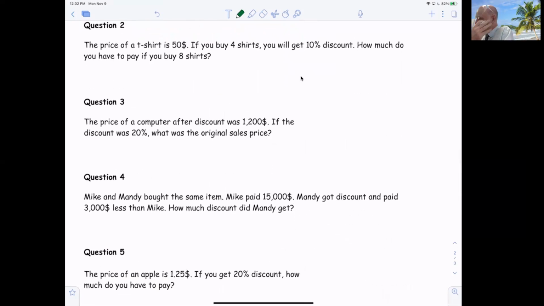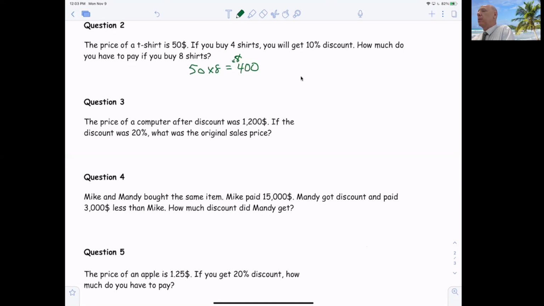The first one, the shirt is $60. If you buy 4 shirts, you will get 30% discount. How much do you have to pay if you buy 8 shirts? Ooh, okay. So what are you going to do? You buy 8 shirts. How much is it going to cost you? It costs $400. So I want you to do 50 times 8 equals $400. Now, do you get the discount or not?